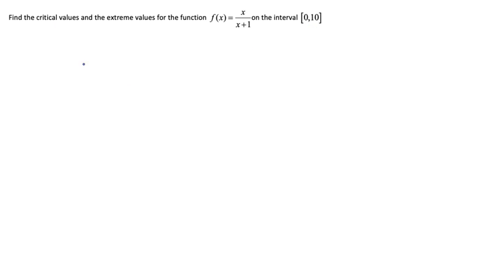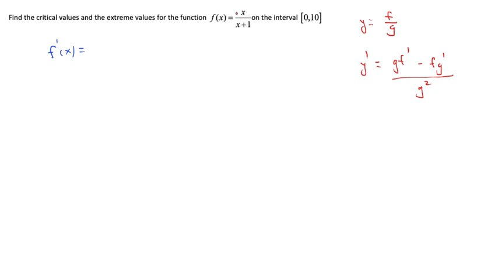Okay, so let's do the critical values first. Well, let's find the derivative, right? F prime of x is going to equal the derivative of this guy. Now, of course, we know that we're going to use the quotient rule here, right? Let's say we have our function f over g. So what is the derivative of this going to equal? Well, this is a formula that you should have memorized, right? It's g f prime minus f g prime, all over g squared.